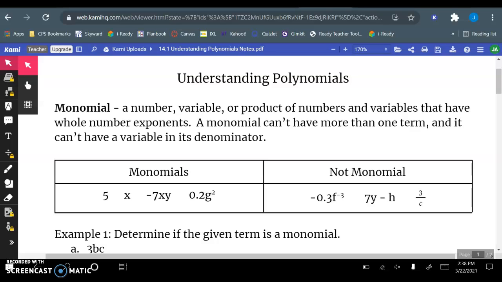Moving over to not a monomial, we have negative 3 as an exponent in that first one. We can't have a negative exponent. It's got to be a whole number. And then the second one, 7y minus h, that's two chunks. That's two terms. That's not a monomial. We only want one. And then 3 over c, we can't have a variable in a denominator, so that is not a monomial as well.